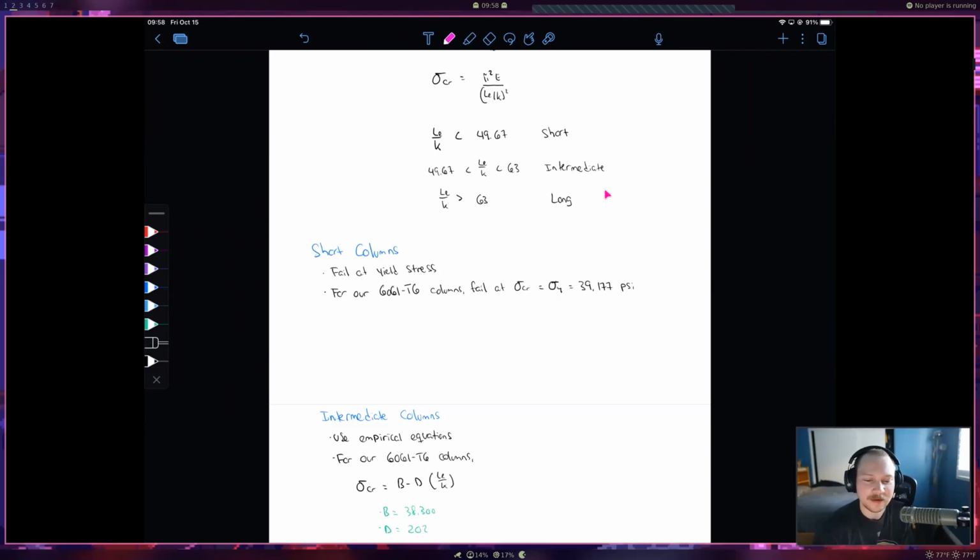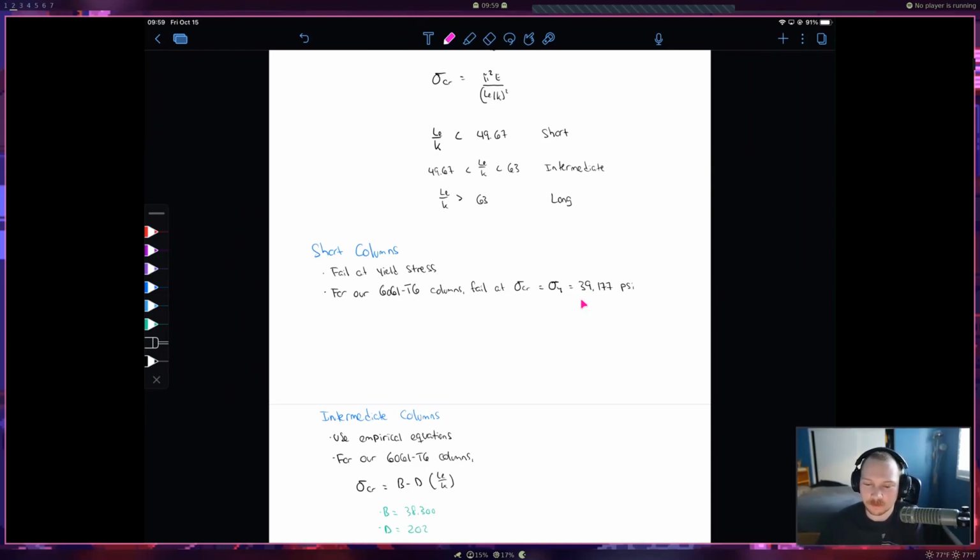Okay. Yeah, it's bad just because we're assuming that for all of these short columns, like you might have a few of them, depending on your value of LE divided by K, that all of them fail at that same value of stress when, in reality, as we increase the length, it's going to fail at a bit of a lower value for the stress.